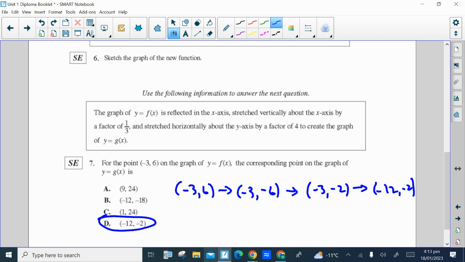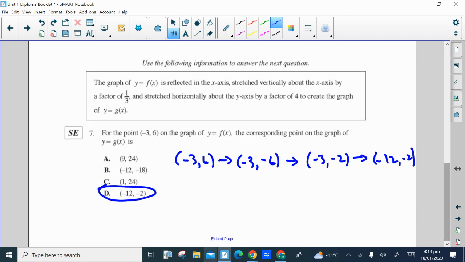And by the way, all these questions in this booklet have come off old diploma exams. So these are the types of questions that you're going to see.